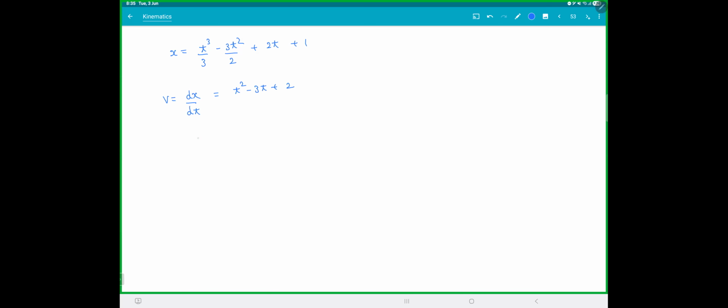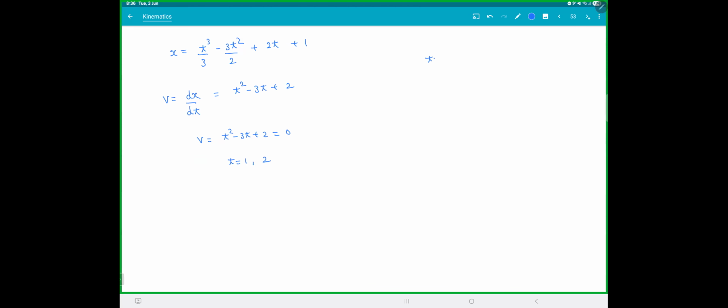Now, if I put v is equal to 0, I get t square minus 3t plus 2 is equal to 0. So you will get t is equal to 1 or t is equal to 2. There are two times when the velocity is becoming 0. Is that clear, everyone?